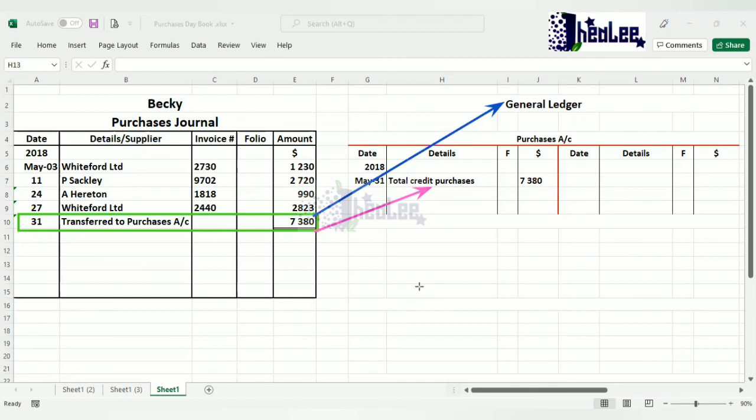In another session, I will look at completing folio entries.